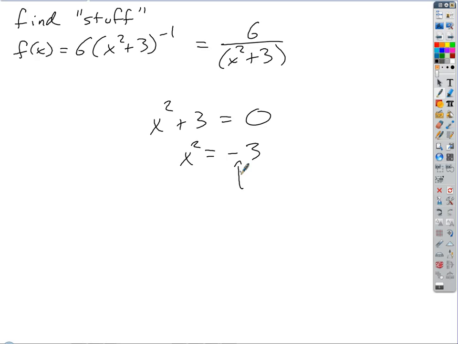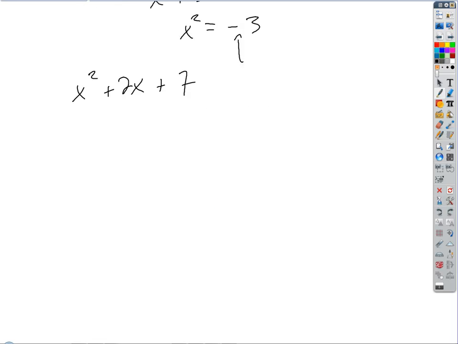What if it were a more complicated quadratic expression, though? What if it were something like this? Just hypothetically, what if it were x squared plus 2x plus 7? How would you know whether or not that had zeros? Pretend that was the expression on the bottom, and we needed to know if it had zeros. Solve for x. Yeah, solve for x.